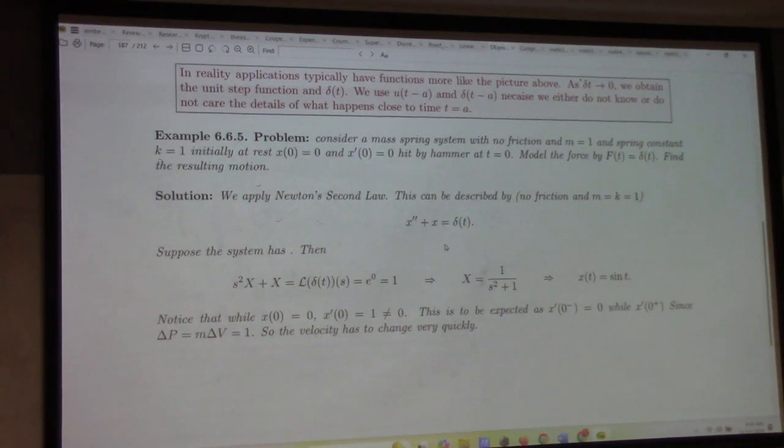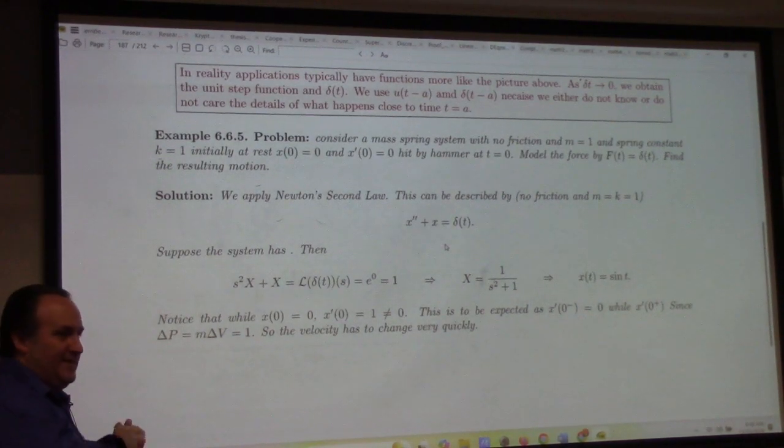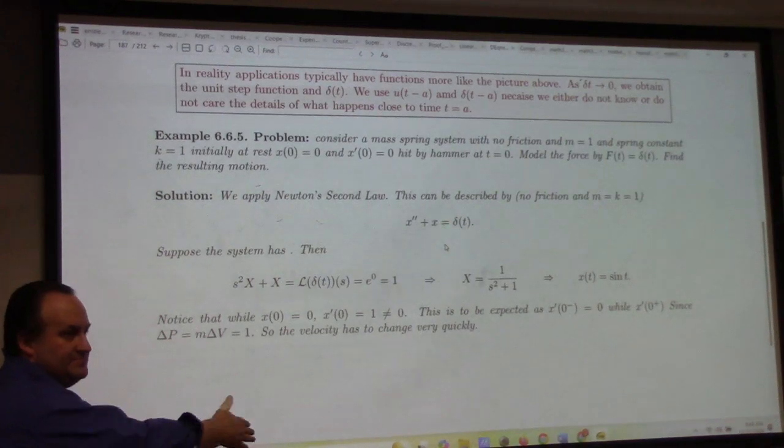This problem is very simple. And it makes a lot of sense, right? So the spring's just sitting there doing nothing. Then you hit it with a hammer, whack, and then it starts oscillating after time 0.